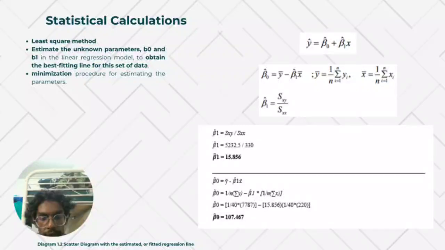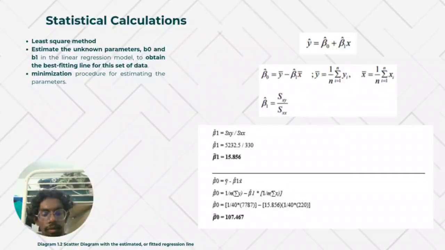To obtain the value of beta 1, the formula is Sxy over Sxx. We already got these values previously in the correlation coefficient method. So, we just replaced the values of Sxy, which is 5232.5, and the value of Sxx, which is 330, into the formula.